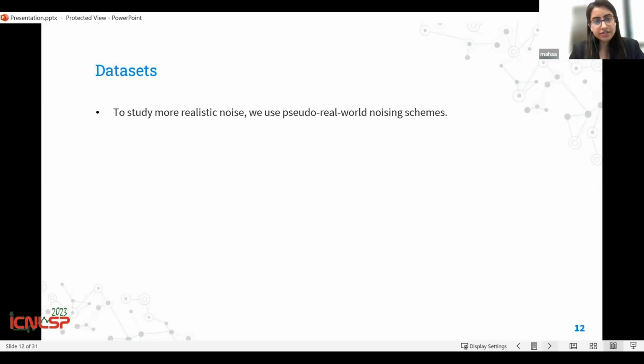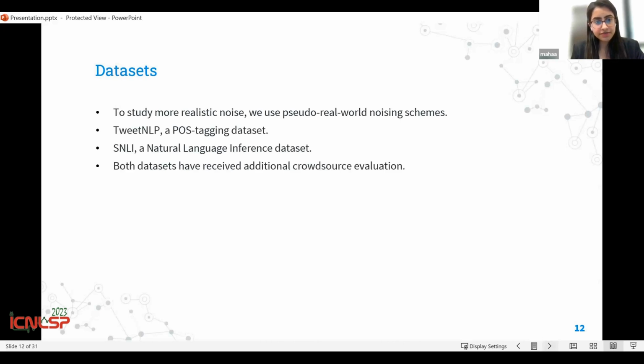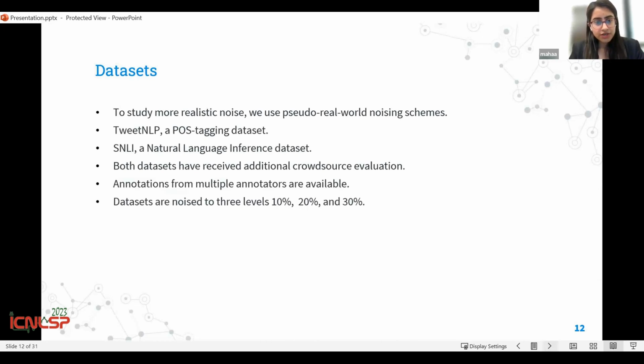To study more realistic noise, we use a pseudo-real-world noising scheme. We use tweet NLP, which is a part of speech tagging dataset, and ICNLSP, which is a natural language inference dataset. Both of these datasets received additional crowdsourced evaluation, so there are annotations available from multiple annotators. We noised the datasets to three separate levels, 10%, 20%, 30%, to study the effect of noise at different concentrations.